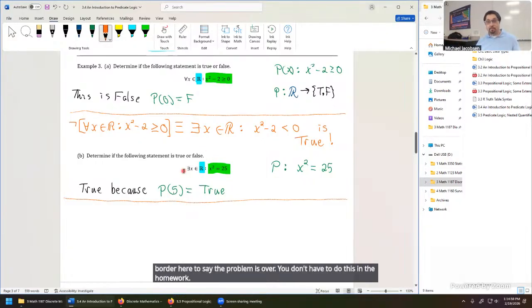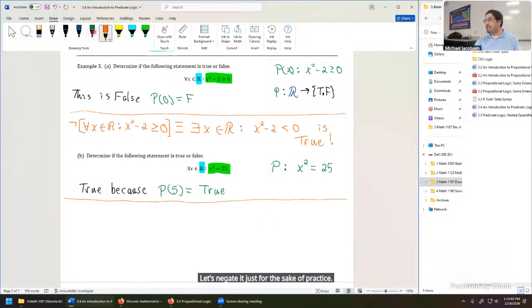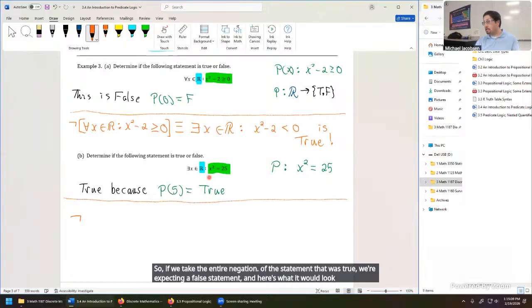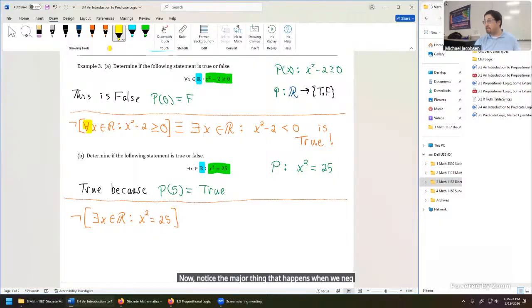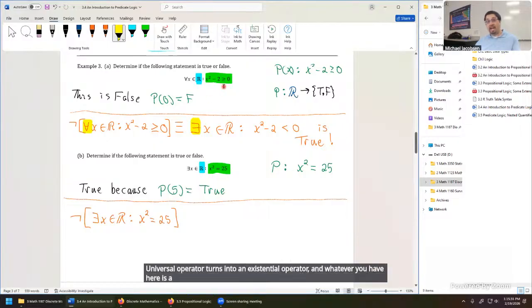Let's negate it just for the sake of practice. So if we take the entire negation of the statement that was true, we're expecting a false statement, and here's what it would look like. Negation of this entire exists x in R such that x squared equals 25 statement. Now notice the major thing that happens when we negate a quantified statement. The universal operator turns into an existential operator, and whatever you have here is the negation of what you have here when you go to this step.